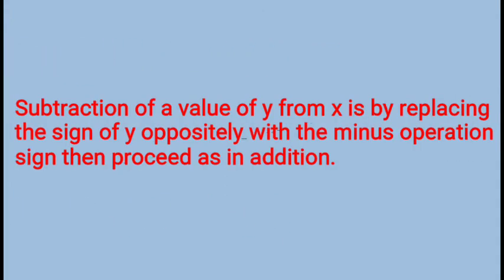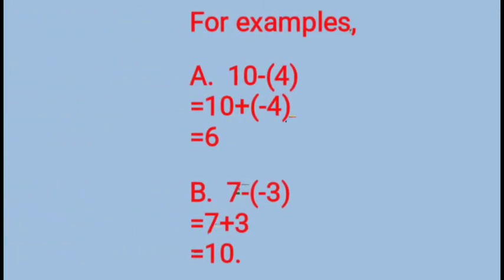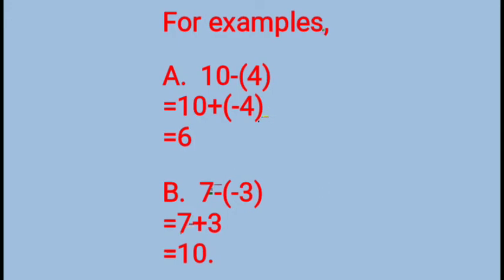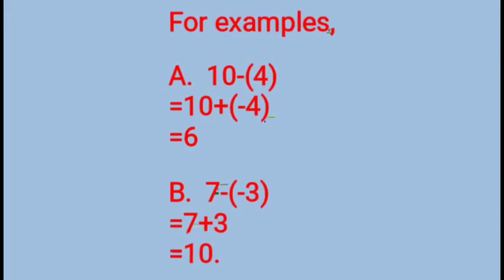Subtraction of a value of y from x is by replacing the sign of y oppositely with the minus operation sign, then proceeding as in addition. For example, 10 and 4 both have positive signs. First, subtract the 4 from 10, which is equal to 6. Since the 10 has a positive sign, +6 will be the answer.